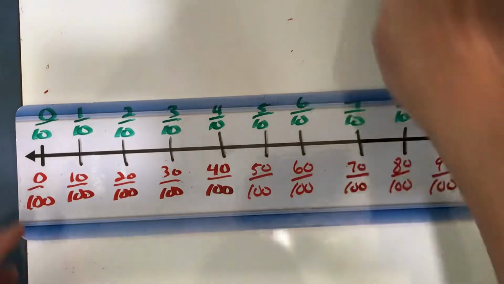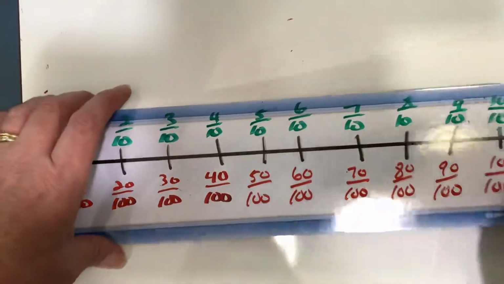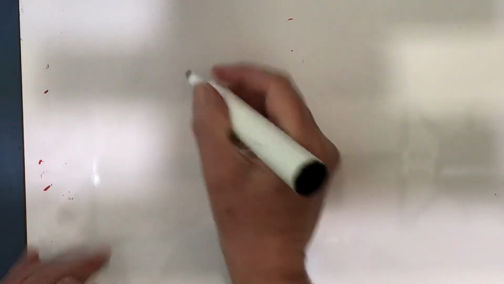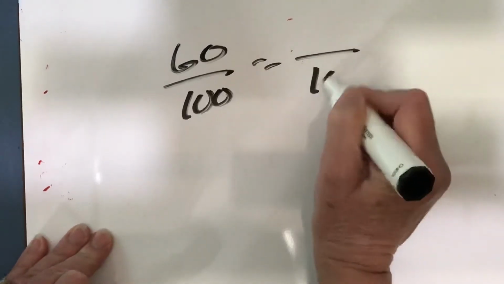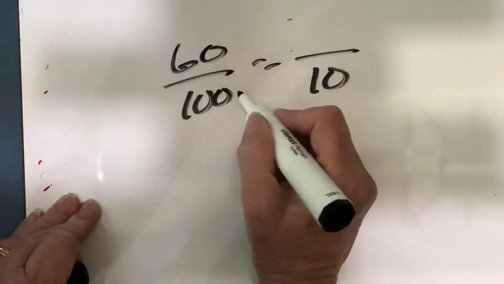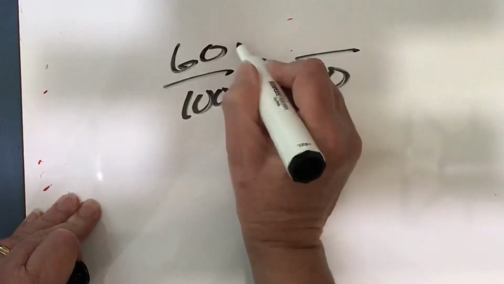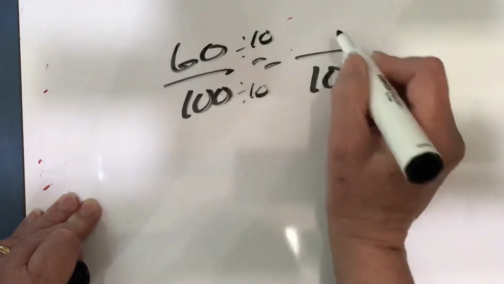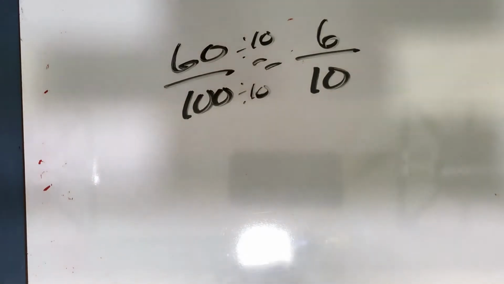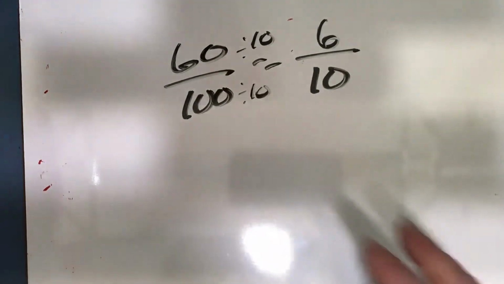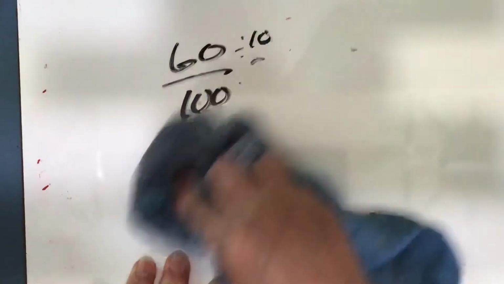Or, remember also, I can divide numerator and denominator. So if I have 60 100ths, and I want to know how many tenths that is, I have to divide my numerator and denominator by 10. So that would be 6 tenths. So remember, I can multiply or divide the numerator and denominator by the same number to get an equivalent fraction.